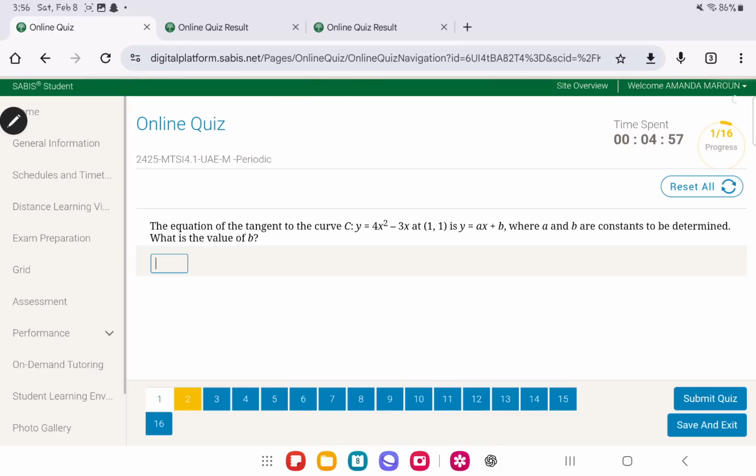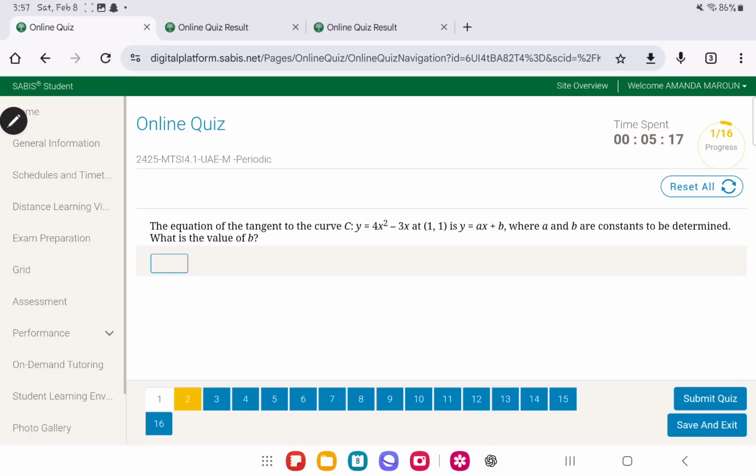Okay, so we move on to question number 2. They told us the equation of the tangent to the curve C, y equals 4x squared minus 3x at 1, 1 is y is equal to ax plus b, where a and b are constants to be determined.